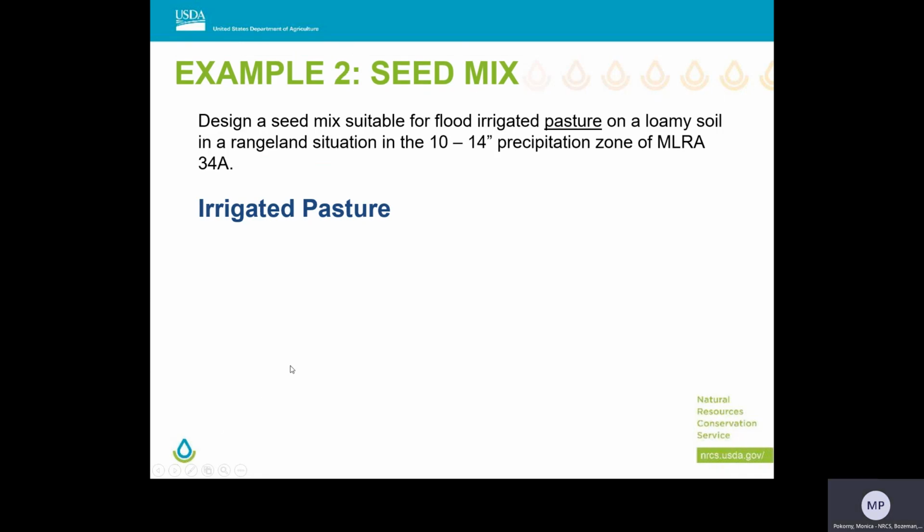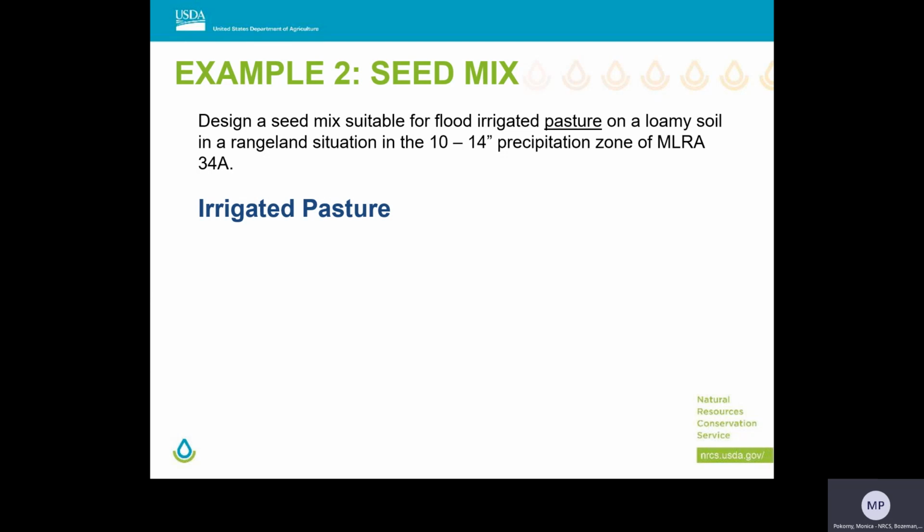I want to go through one more example before we wrap up, and in this example, we're designing a seed mix that would be suitable for a flood irrigated pasture. It's a loamy soil in a rangeland setting. It's in the 10 to 14 inch precip zone of MLRA 34A. And this landowner's site was irrigated pasture, and it's also important for upland bird habitat.